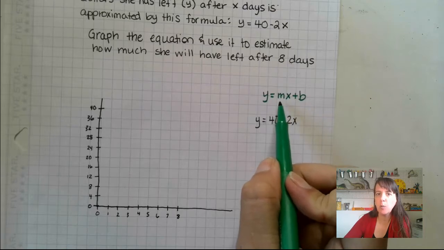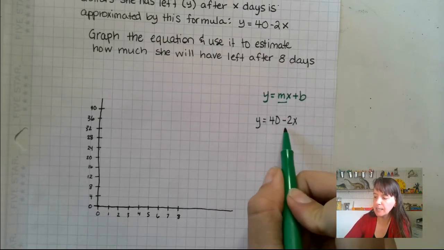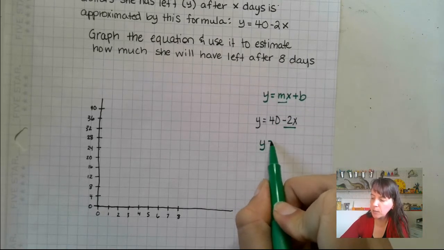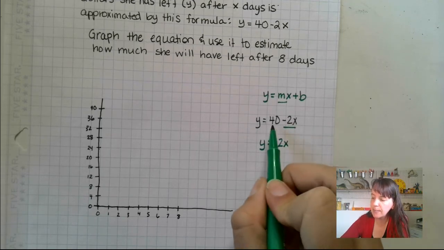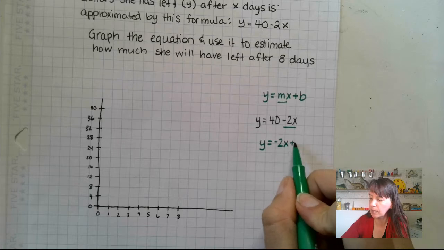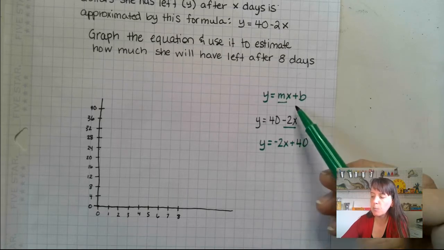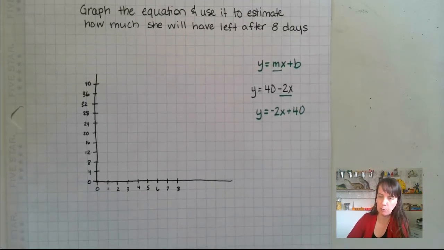Notice the chunk with the x comes first here. That's this one right here. So we're going to rewrite this. Y equals, and be careful, keep that negative, negative 2x, and this is a positive 40, so plus 40. Now that looks more like the y equals mx plus b format.